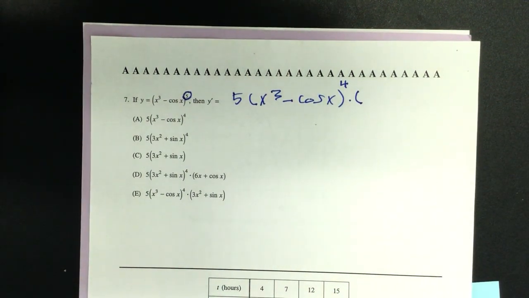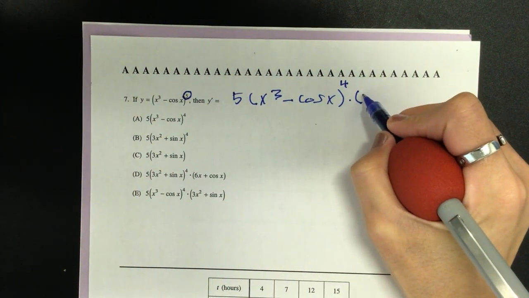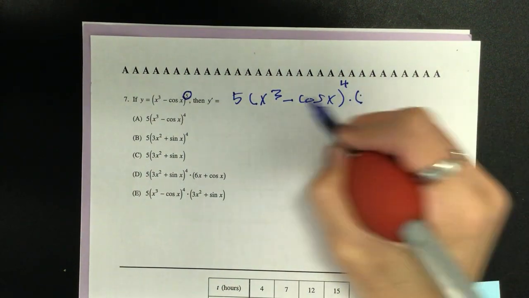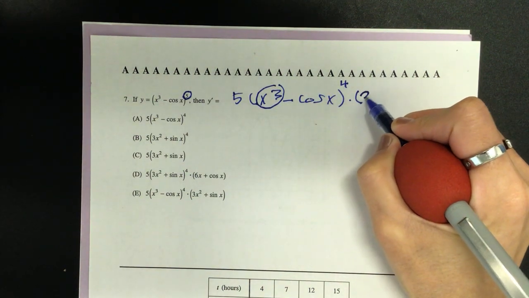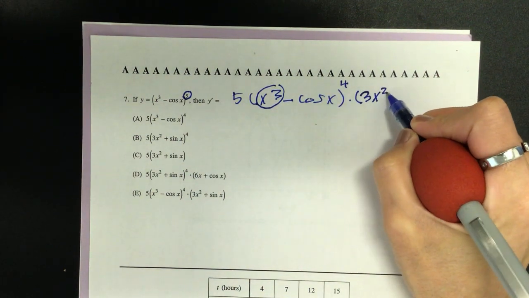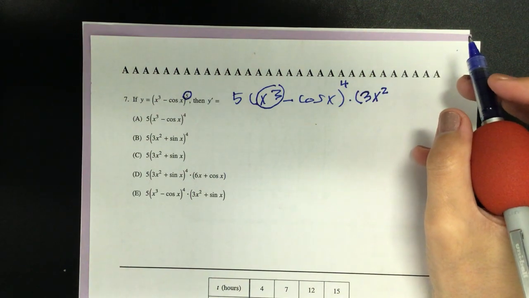Okay, Charlie, what's the derivative of x cubed? What is the derivative of x cubed? 3x squared. We got this answer right. Tell me you knew that. We got this answer right. I got that answer.